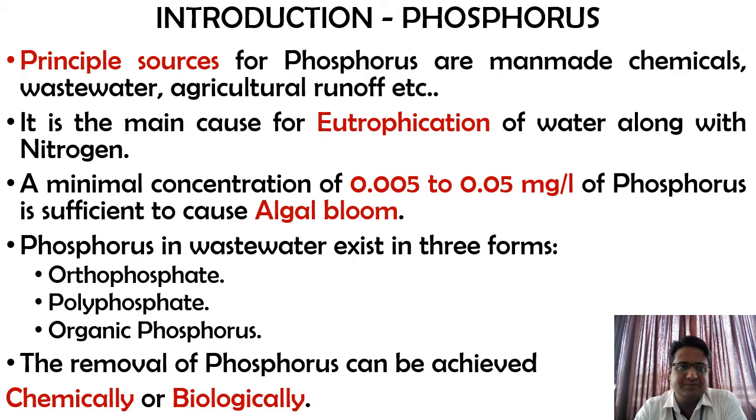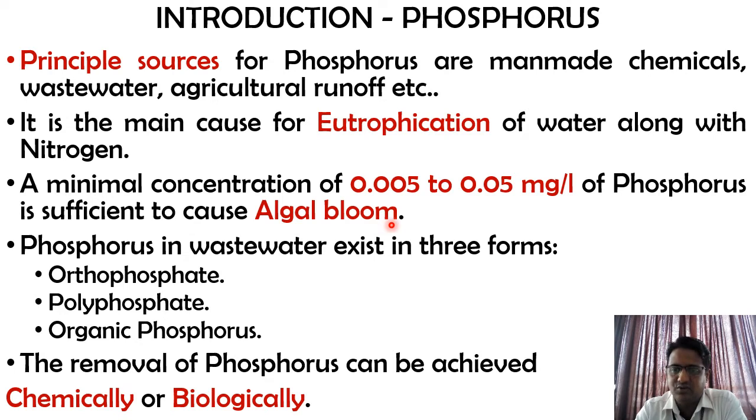Introduction. Phosphorus. Principal sources of phosphorus are man-made chemicals, wastewater, and agricultural runoff. So it is the main cause of eutrophication of water along with nitrogen. So nitrogen and phosphorus are the main reason behind the eutrophication process of water. A minimal concentration of 0.005 to 0.05 mg per liter of phosphorus is sufficient to cause the algal bloom. So you can check out, a very small concentration of this is enough to cause this algal bloom.